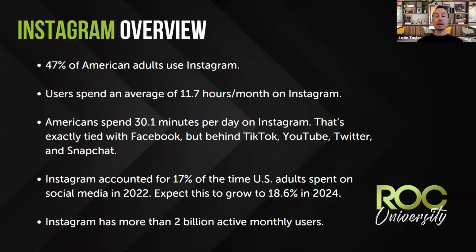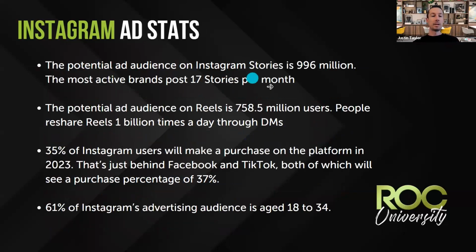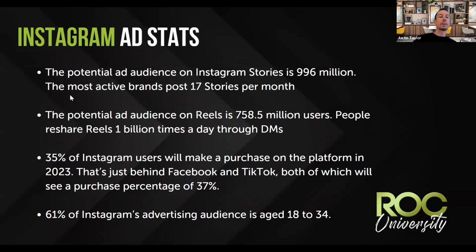Instagram has more than 2 billion active monthly users. We already took a look at that. Let's look at some ad stats, because that's the whole point of what we're talking about today. The potential ad audience on Instagram stories is 996 million, meaning that you can reach up to 996 million people. And honestly, you could if you had the money to do it. It costs quite a bit of money, but you have the potential. You have this entire audience that you can target market to and grow your brand awareness as an agent in your market.